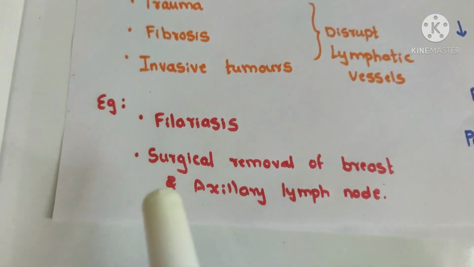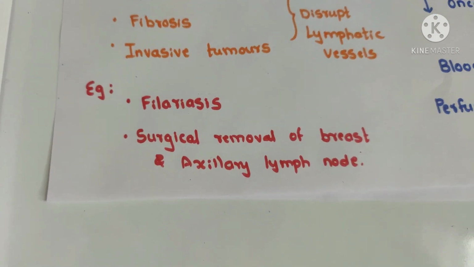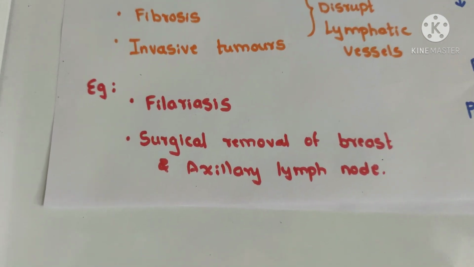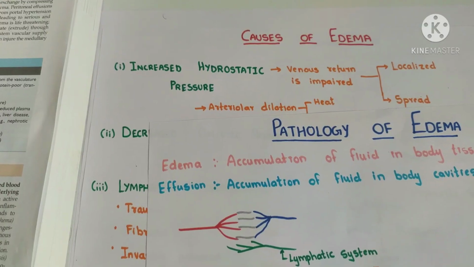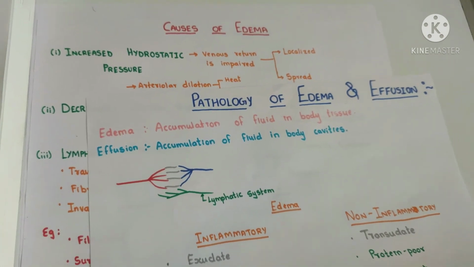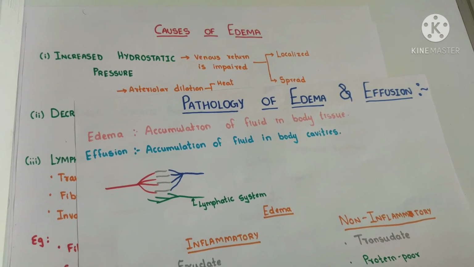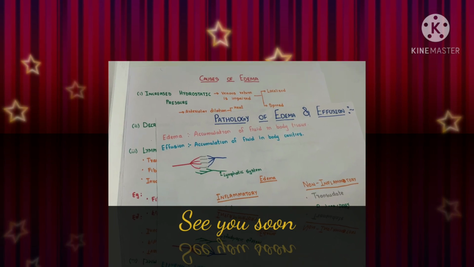Another example is when there is surgical removal of the breast and axillary lymph nodes, it leads to severe edema of the upper limb. So friends, in this video we have studied the pathology of edema and its causes. In the next video we'll learn the morphology and the clinical features.